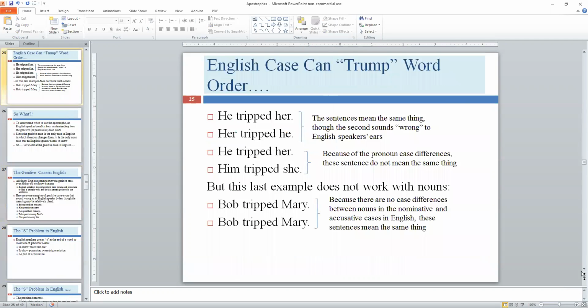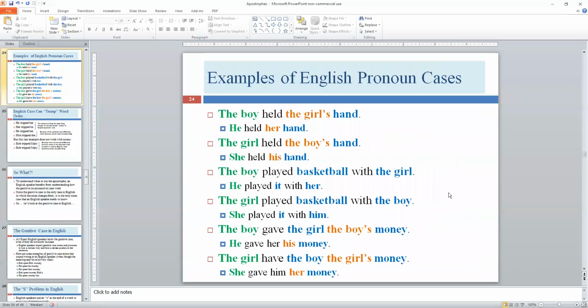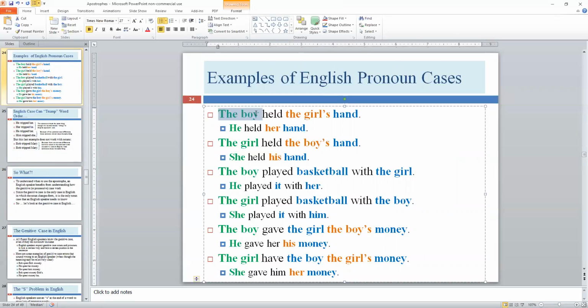So here, this is where we were last together. This is where we talked about how we replace a noun with a pronoun. The boy, in the nominative case, we replace with he. Girl, when it's the object of the preposition, we replace with her. When we're saying the boys, in the genitive case, we replace it with his. Let's go to our next slide.